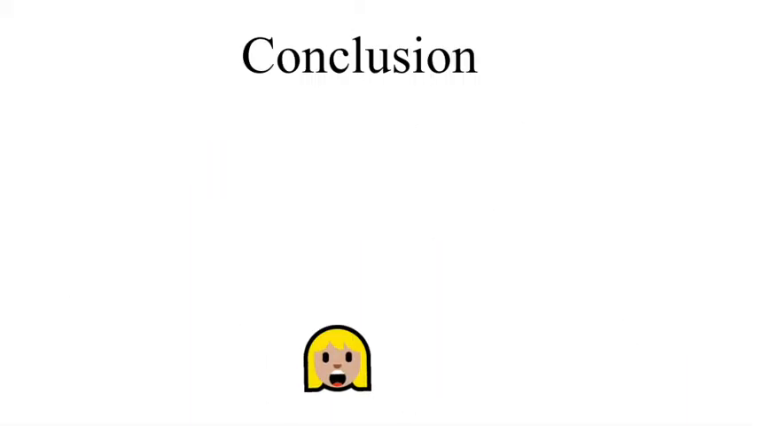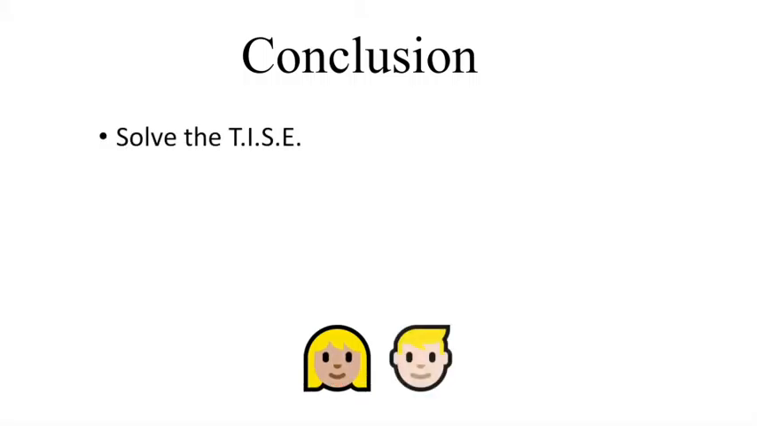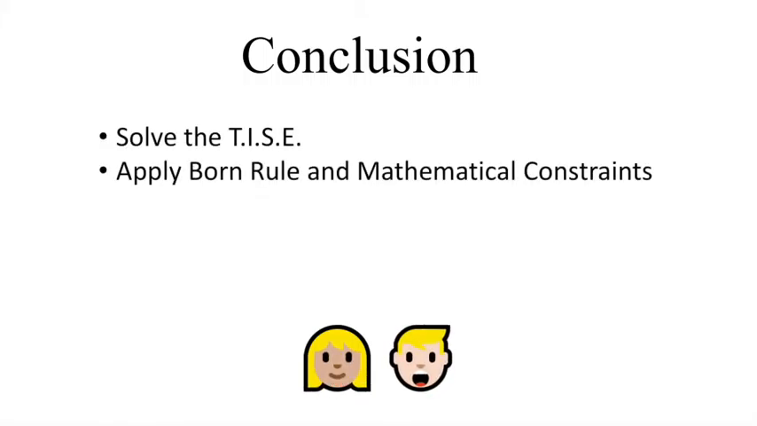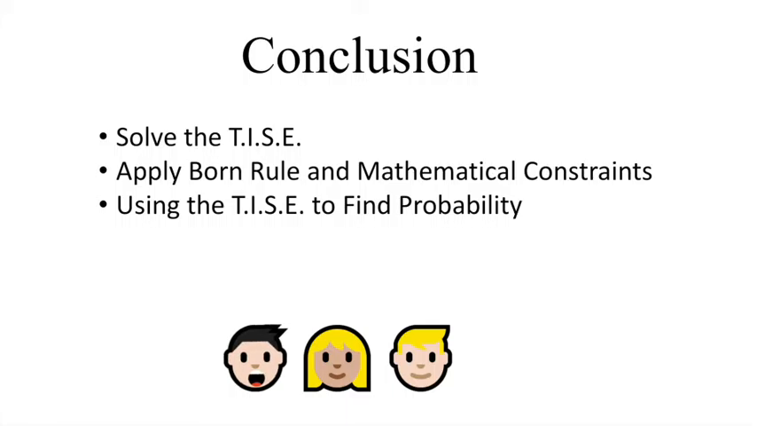Today we have learned how to solve the time-independent Schrödinger equation, how to apply the Born rule and the mathematical constraints onto the solution of the equation, how to use the solution to determine the probability of finding a particle in a given region, and how to apply all of that to an infinite potential well.